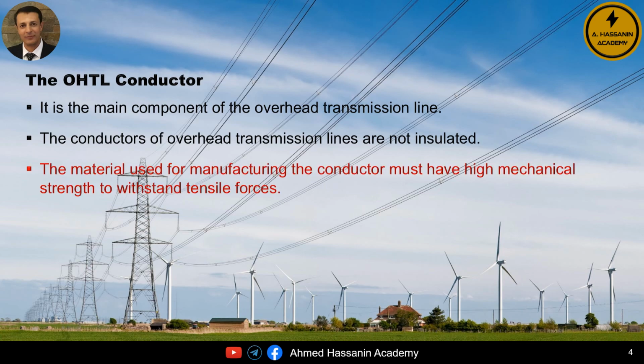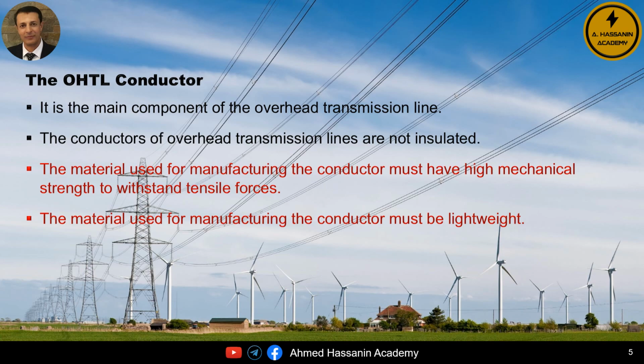I also mentioned that the conductor or wire is suspended between the towers of the overhead transmission line, and as long as the conductor is suspended, it is naturally subjected to the effect of its own weight. This causes a tensile stress in the downward direction. Therefore, one of the most important technical specifications of conductors or wires used in overhead transmission lines is that the material from which the conductor is made must have high mechanical strength in order to withstand the tensile stresses acting on it due to its own weight, as we have explained.